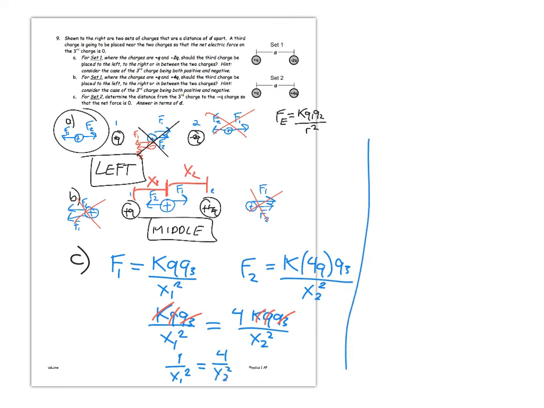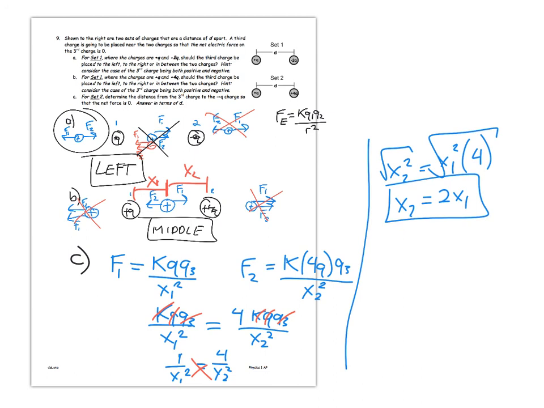I'm going to go ahead and cross multiply this, and what I end up getting is that x2 squared equals x1 squared times 4, and I'm going to solve then for x2 in terms of x1, and we find that x2 is going to be equal to 2x1. So maybe you see exactly what this is going to end up being, maybe not, but we now know the ratio between those two. We know that x2 is equal to 2x1, and we also know that x1 plus x2 must equal d.